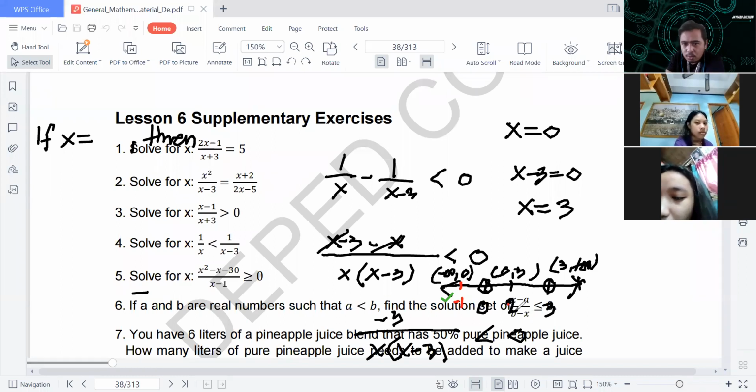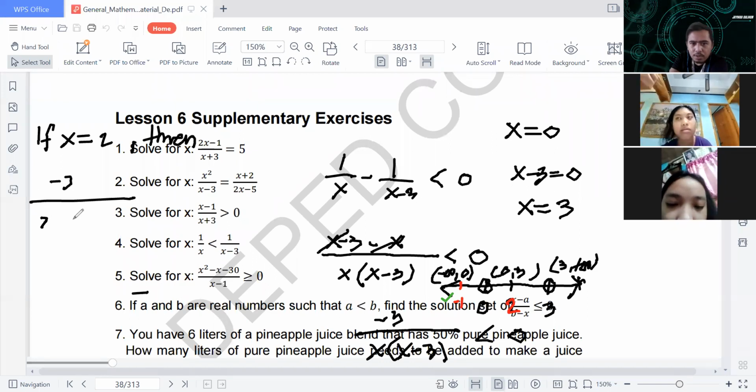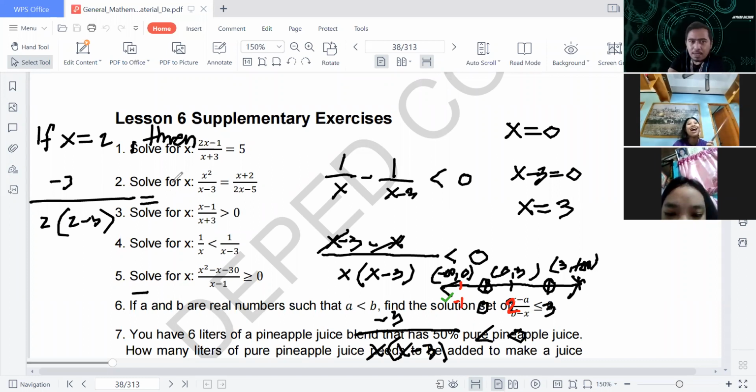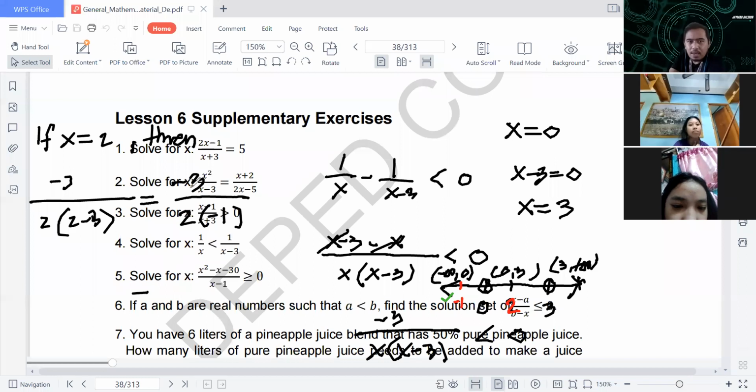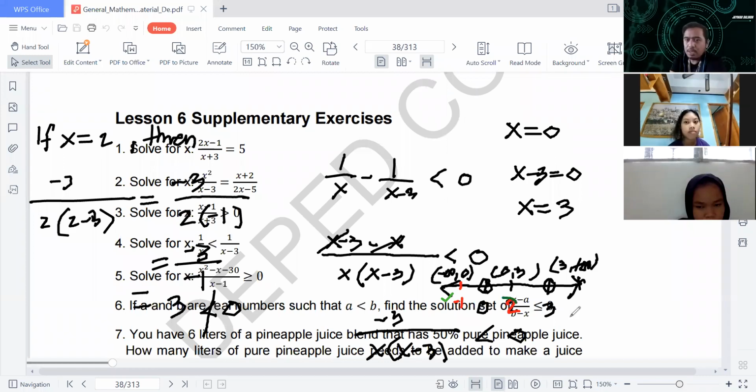If we use x equal to 2, again we just go back here. It becomes negative 3 over 2 times 2 minus 3. Is it less than 0? Let's test it. It becomes negative 3 over 2 minus 1, because 2 minus 3 is just negative 1. And it becomes negative 3 over negative 1. We all know a negative number divided by a negative number is positive, and that positive number is not less than 0. So it is not true, which means this interval should not be included in your solution set.